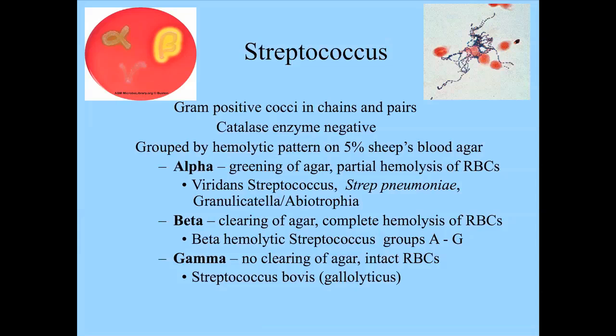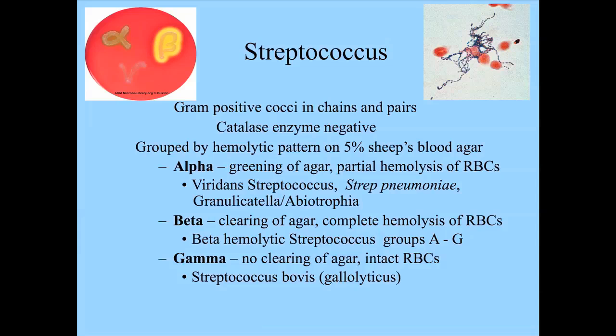Also, the Streptococcus are grouped by the hemolytic pattern on the 5% sheep's blood agar plate. We have alpha, beta, and gamma hemolysis. Alpha hemolysis is greening of the agar with partial hemolysis of the RBCs. This includes the organisms Viridans Strep, Strep pneumonia, Granulicatella, and Abiotrophia.